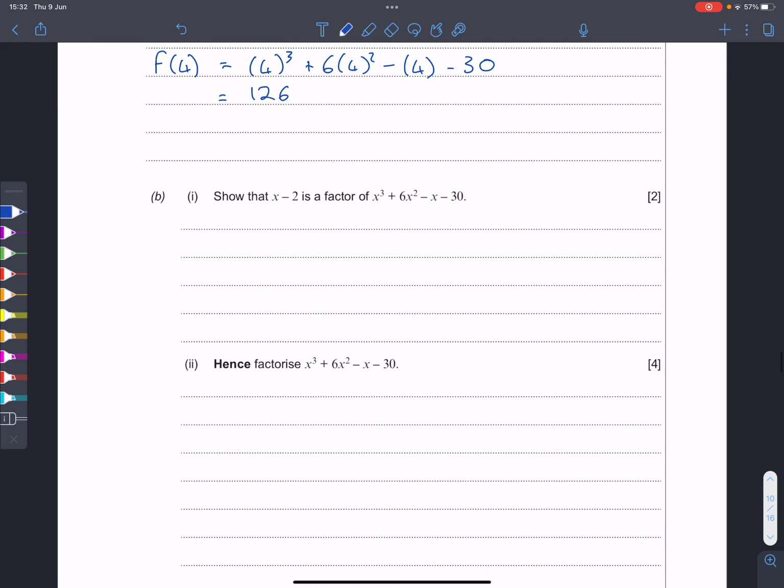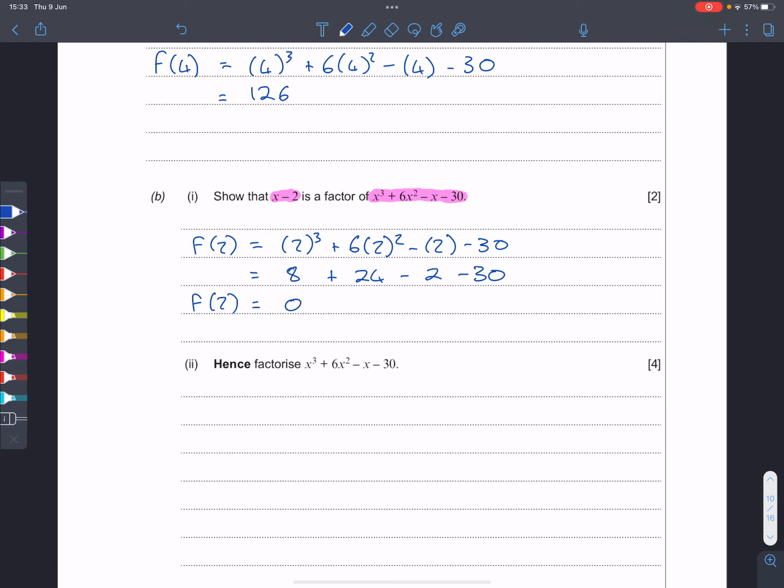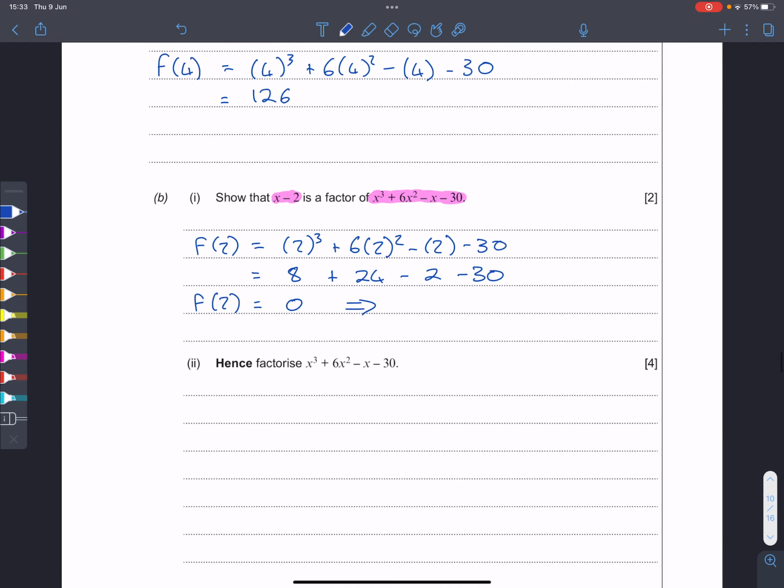Part B, show that x minus 2 is a factor of this. So let's try f of 2. So I get 2 cubed plus 6 lots of 2 squared minus 2 minus 30, which is 8, plus 6 fours are 24, minus 2 minus 30. And if you work that out, we get that f of 2 is 0. And if f of 2 is 0, that implies that x minus 2 is a factor.